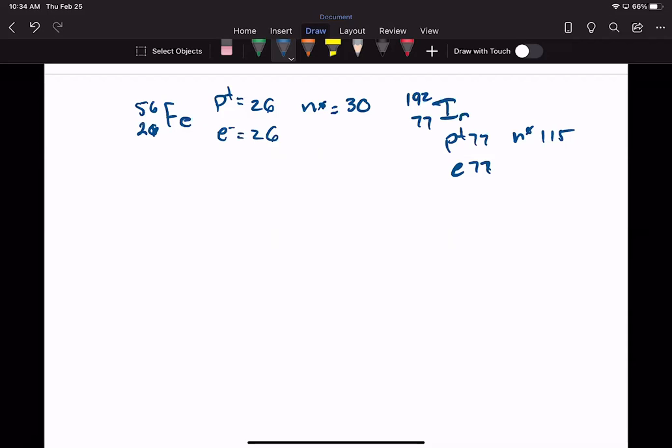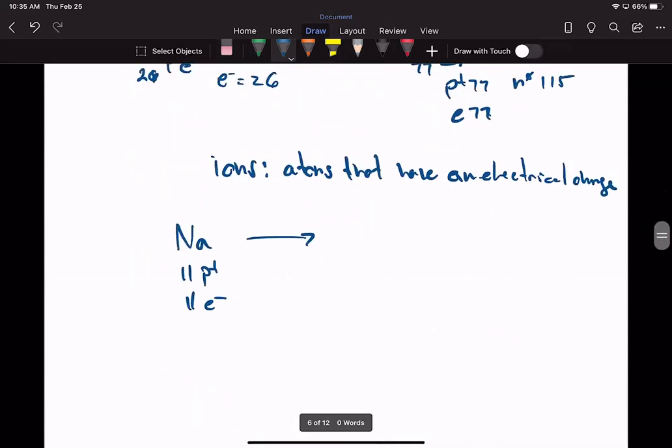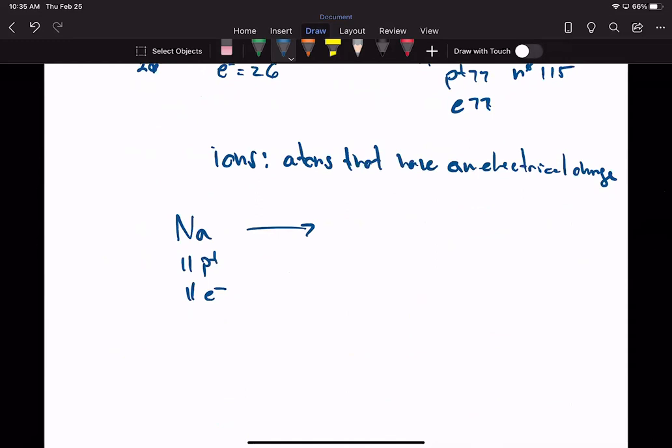So changing the number of electrons, right? These are what we're going to call ions. So ions are atoms that have an electrical charge. So we can take a look at, say, this is sodium. Sodium is atomic number 11, which means that it has 11 protons and it has 11 electrons. Now, we know the charges associated with those are positive and negative. So we know that one positive charge cancels out one negative charge. And here, there is no overall charge.